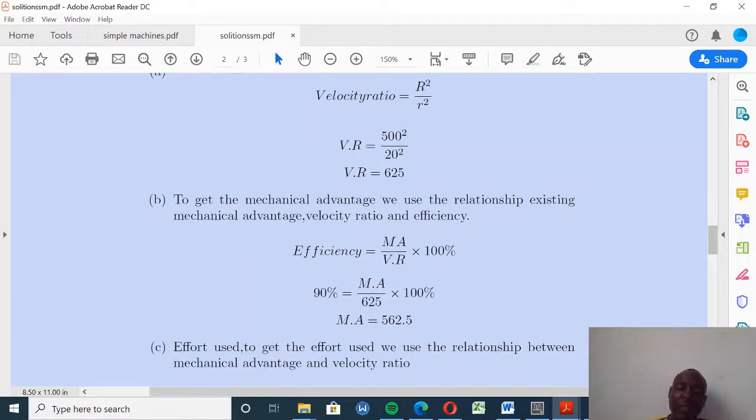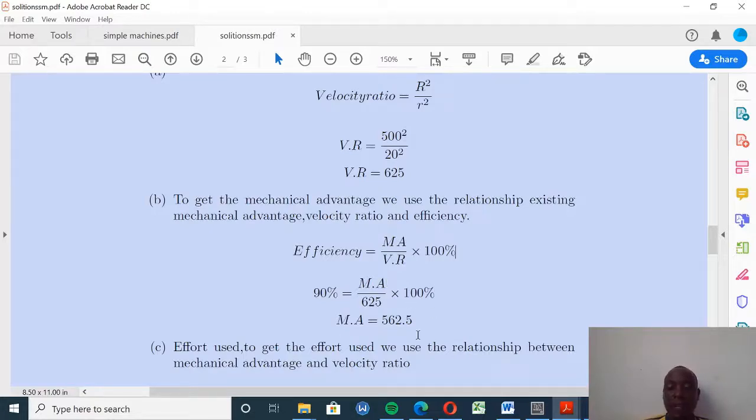To get the mechanical advantage here, we use the relationship between efficiency, mechanical advantage, and velocity ratio. That is, efficiency is the same as mechanical advantage divided by velocity ratio times 100%. That is our efficiency. But the efficiency has been given as 90%. So 90% is equal to mechanical advantage divided by 625 times 100%.